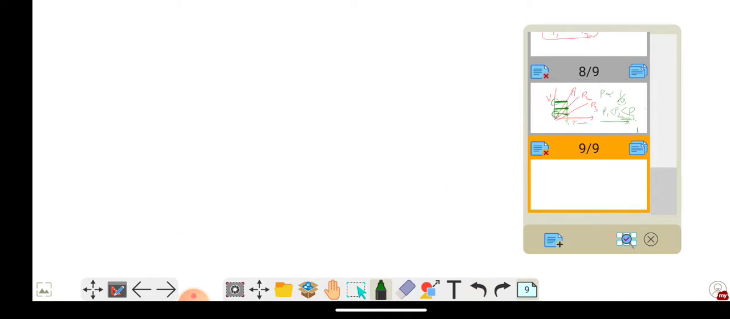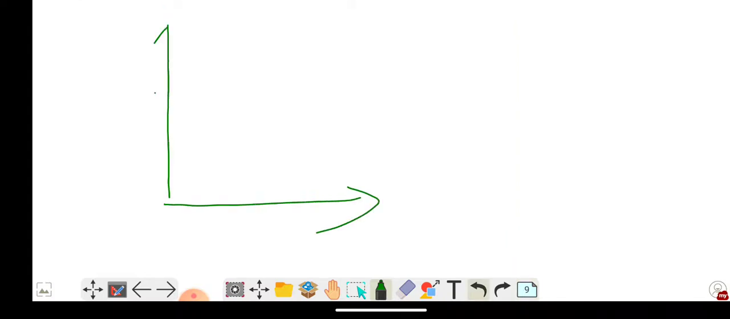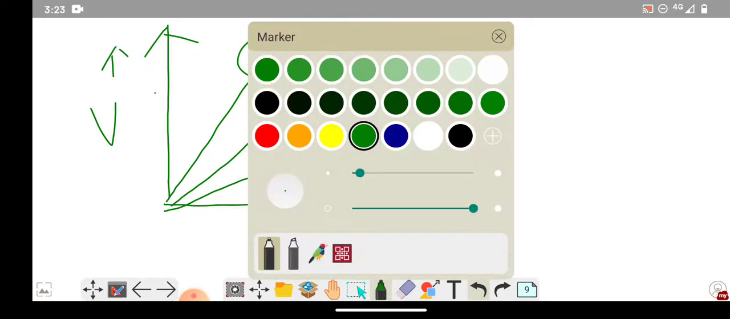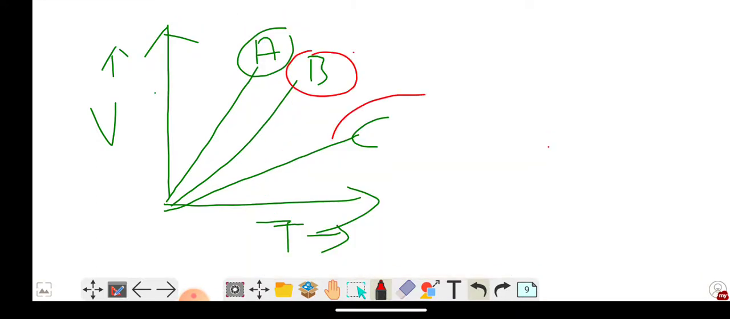Now if we draw a volume versus temperature curve, suppose these curves A, B and C. Here A is for the first gas, B is for the second gas, and C is for the third gas, with different molar masses. Now if it is asked what is the relation between these A, B and C, let us discuss the relation between these A, B and C.